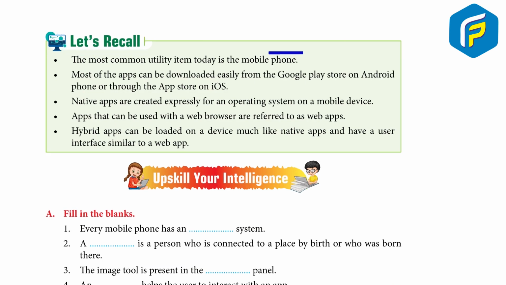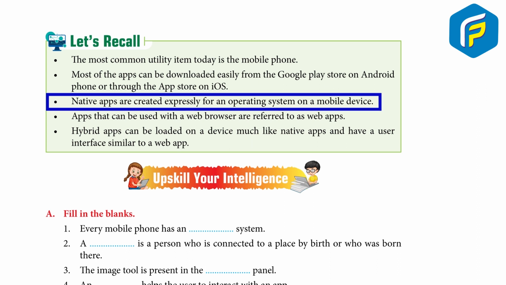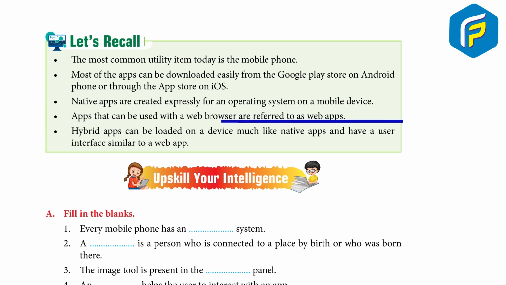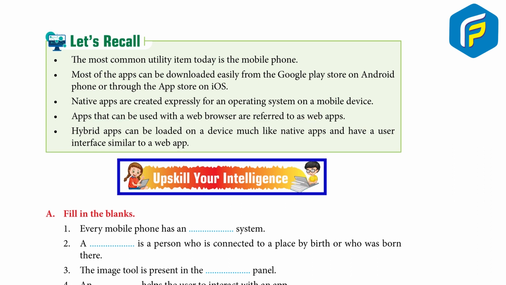Let's recall. The most common utility item today is the mobile phone. Most of the apps can be downloaded easily from the Google Play Store on Android phone or through the App Store on iOS. Native apps are created expressly for an operating system on a mobile device. Apps that can be used with a web browser are referred to as web apps. Hybrid apps can be loaded on a device much like native apps and have a user interface similar to a web app.